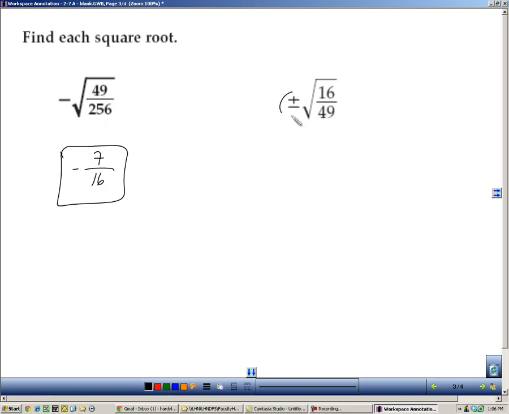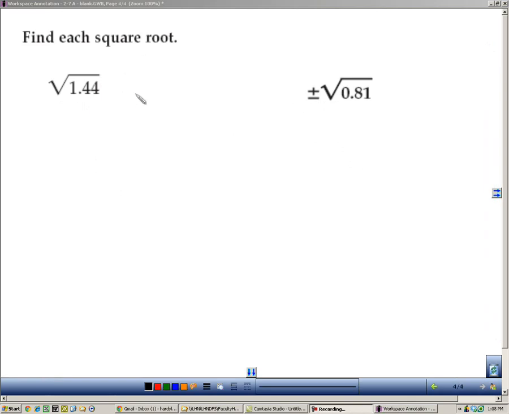Now this little symbol, you can read it plus or minus. That means plus or minus the square root of 16 over 49. Well, the square root of 16 is 4, and the square root of 49 is 7. Why? Because 4 times 4 is 16. 7 times 7 is 49. So we want the positive and the negative version of our answer. We want a plus or minus 4 over 7. Notice that when you take the square root of a number, you take the square root off. You don't rewrite the square root again. So square root of 16 is not square root of 4, it's just 4.